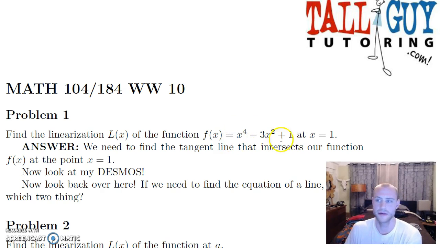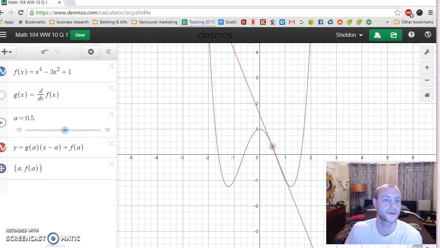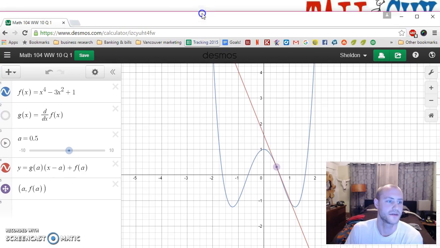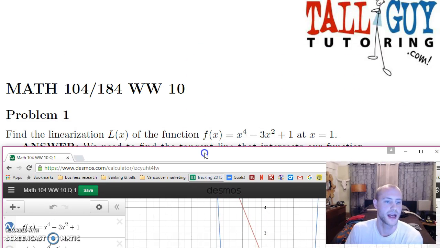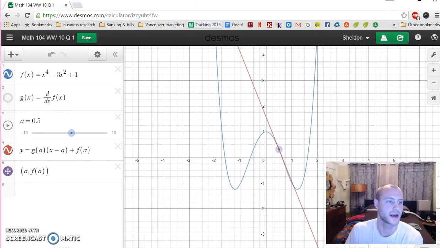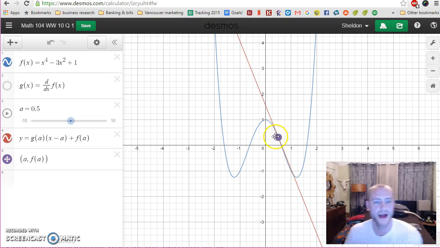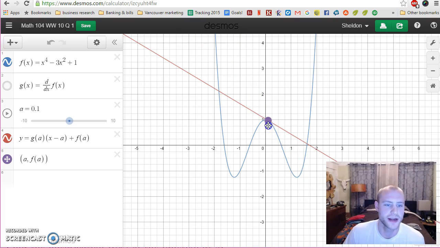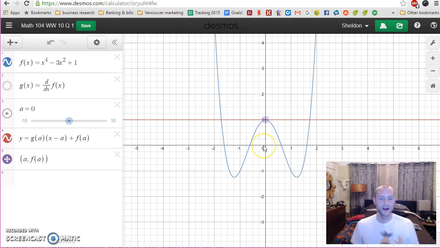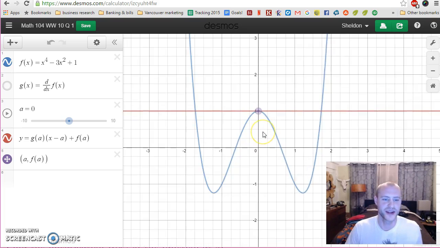I made you guys a Desmos graph, and it looks like this. So this is actually the function. Let me just check. x to the 4 minus 3x squared plus 1. Okay, yeah, we got it. So here I have the red line. This is the linearization of the blue function at this purple dot. I can move it around, and if I put the purple dot at 0, you can see that we have an approximator of our function, but it's extremely bad.